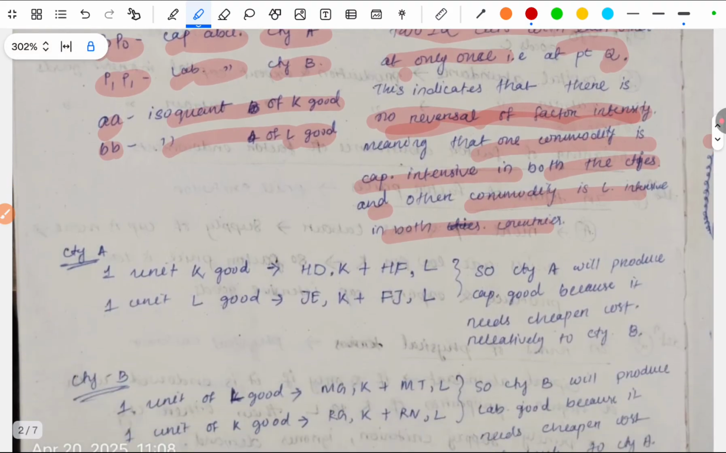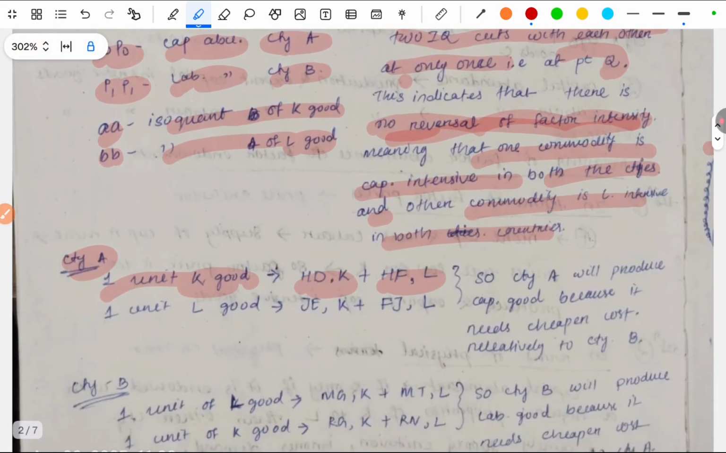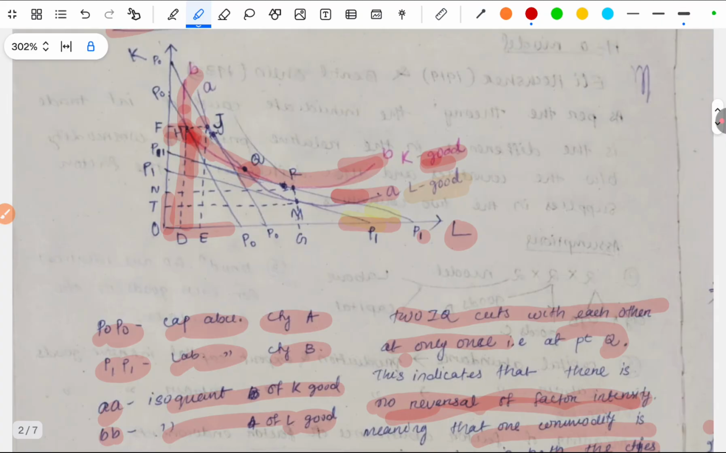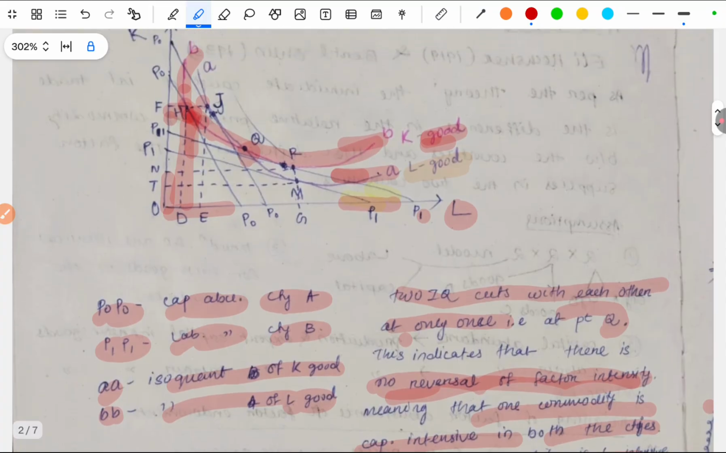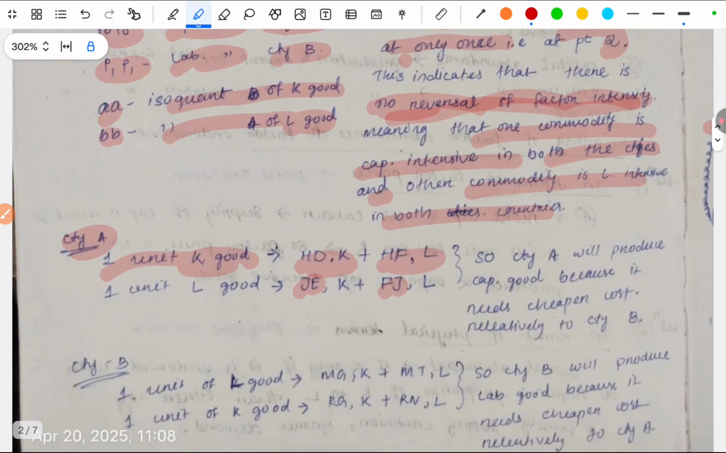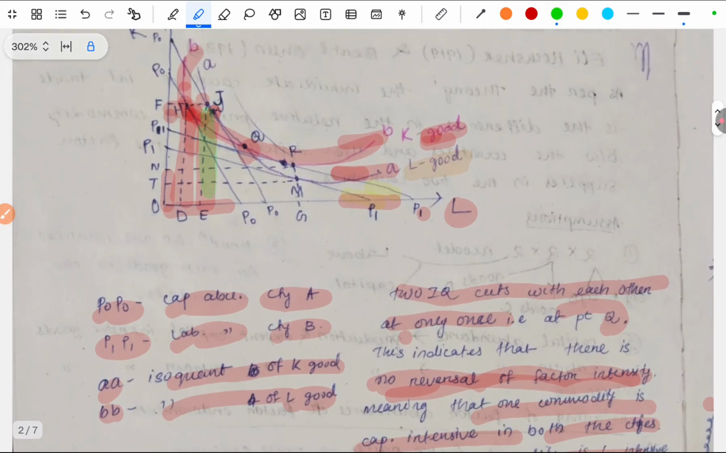It means that one commodity is capital intensive in both countries and the other commodity is labor intensive in both countries. In country A, to produce 1 unit of capital good it needs HD of capital and HF of labor, because it lies on the BB isoquant. To produce 1 unit of labor good, it needs JEK of capital and F of labor, so AA is the labor good. This is taken as country A because it lies on the P0 line, which is the iso-cost line for country A. So 1 unit of labor good needs JEK of capital and this much labor.